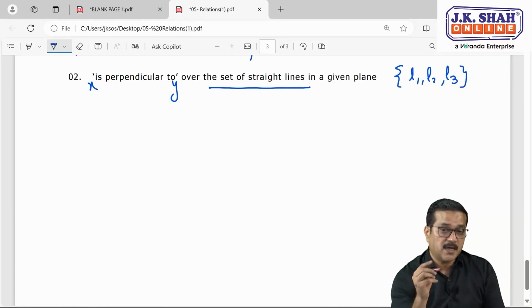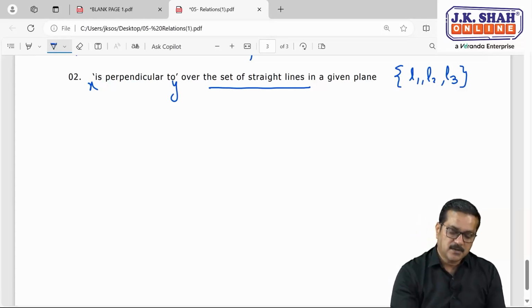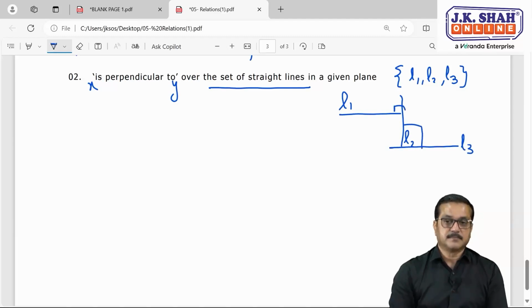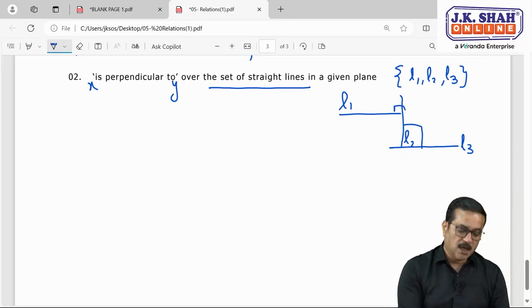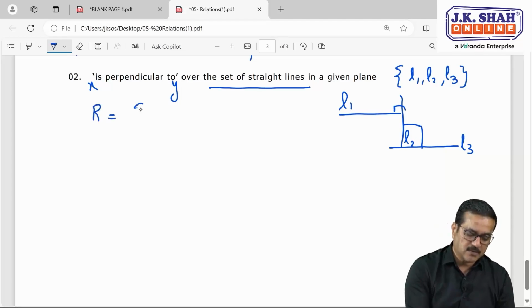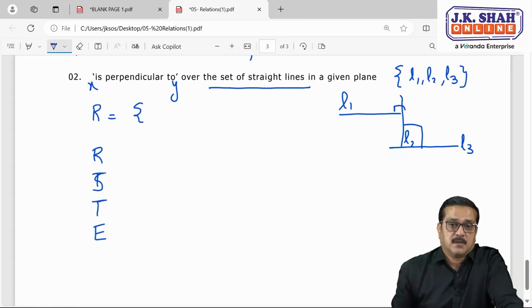And to form an ordered pair, what is your relation? Your first line has to be perpendicular to the second line. So let's draw it this way. L1 was perpendicular to L2 and L2 turned out to be perpendicular to L3. I hope you can all see that, no? L1 is perpendicular to L2 and L2 is perpendicular to L3. Now let's design our R so that we can decide which characteristics R satisfies.